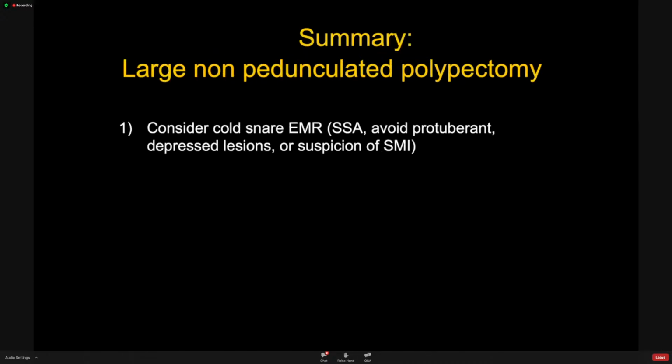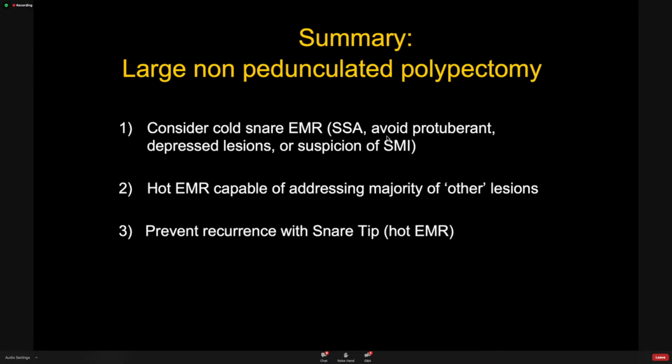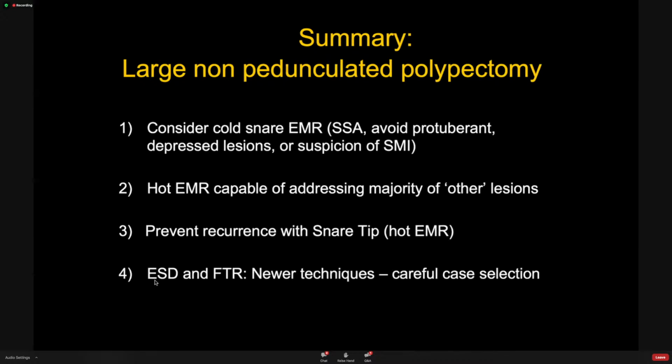So this is the summary slide. I would say for polypectomies, cold snare EMR can be used mostly for sessile serrated polyps. Avoid protuberant, depressed lesions or those suspicious of SMI, which we covered briefly today. There's also more data coming out for tubular adenomas and tubulovillous adenomas. Hot EMR is capable of addressing most of the other lesions and preventing recurrence with the snare tip soft coagulation method. Obviously, we did not discuss ESD because that's part of another clinical case marathon session. But with FTRD, careful case selection is necessary.